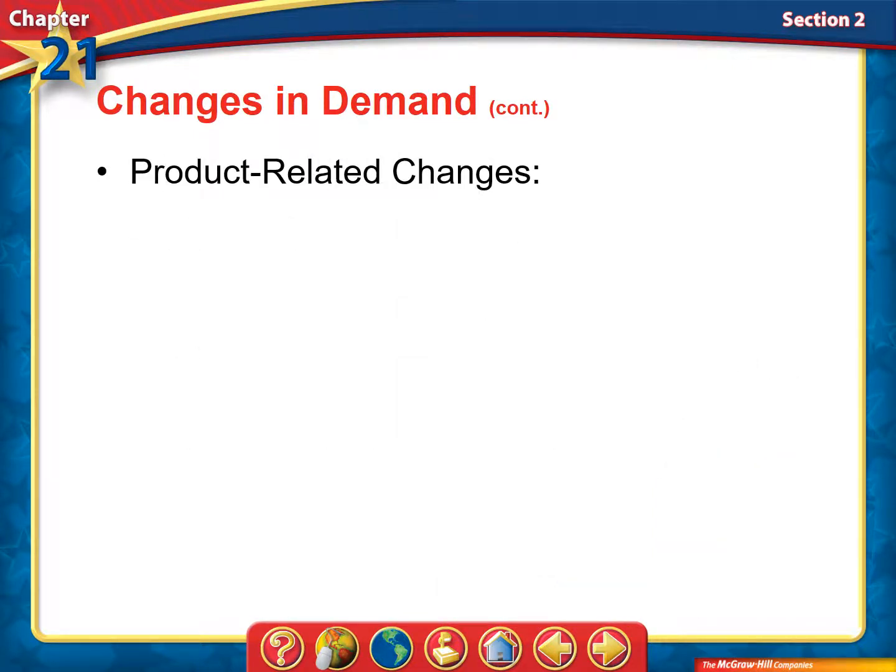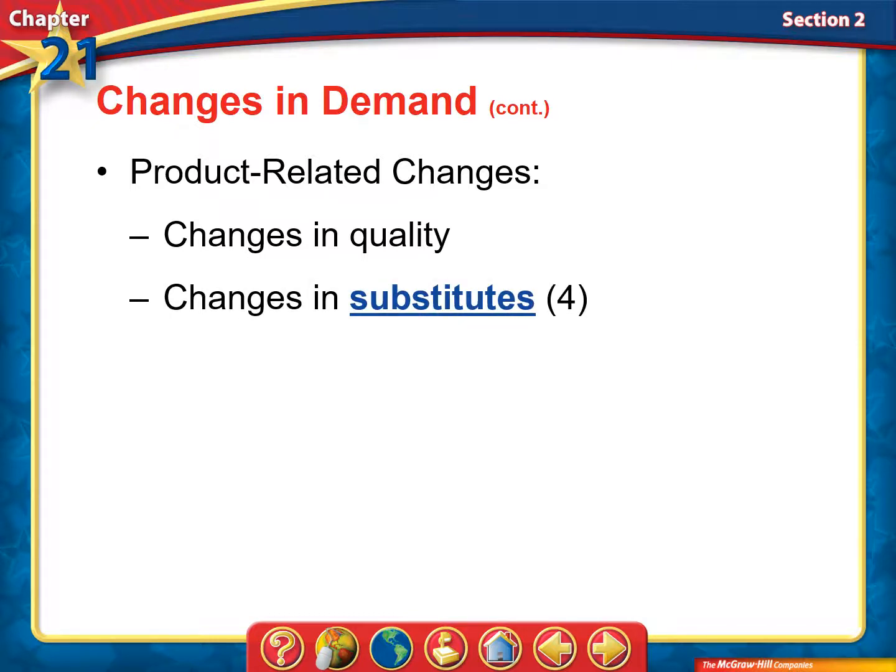But also product-related changes. Anybody ever have a favorite restaurant that changed their menu or changed the way they made a thing and now it's no longer your favorite restaurant? For example, restaurants, to avoid raising prices, will often either change ingredients or reduce portion size over time. They do this so they don't have to raise prices. But that affects quality, and that can affect demand.